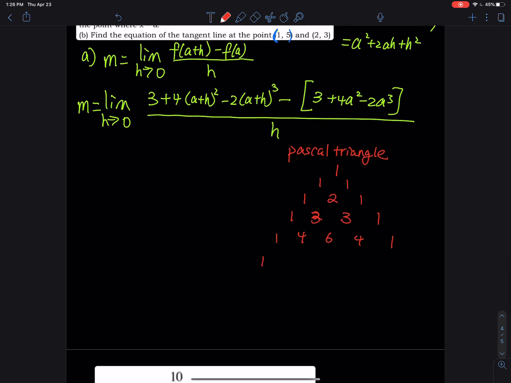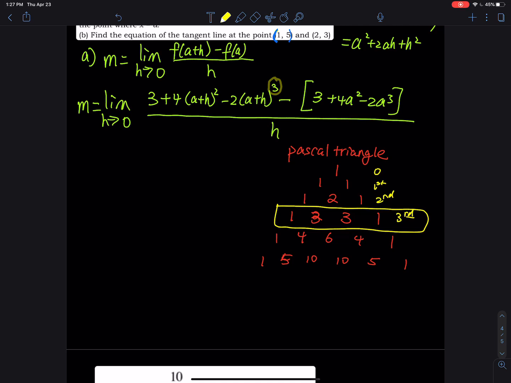And then the next line: 1, 1 plus 4 is 5, 4 plus 6 is 10, 6 plus 4 is 10, 4 plus 1 is 5, and then 1. You can keep going, but you don't need that many lines because we have a 3rd power. So for a 3rd power, which line should I use? Don't count the first line. This is how we count. We always start with this. We call this the 0th line. The first, the second, and the 3rd. Since we have a 3rd power, this is the line that we have to use.